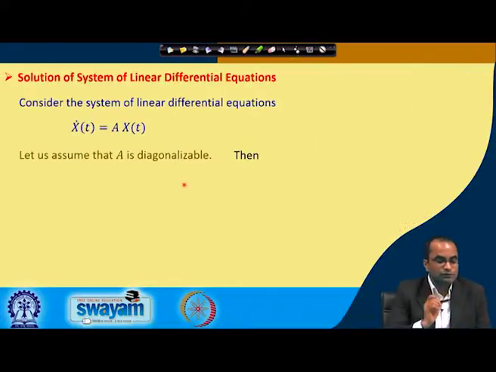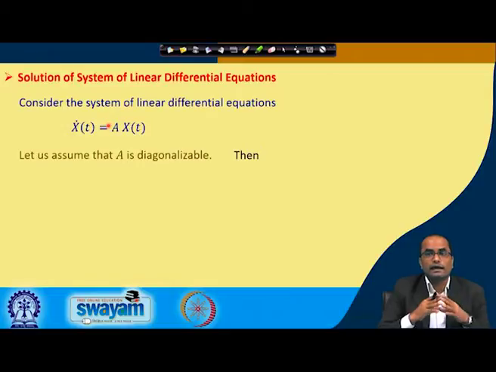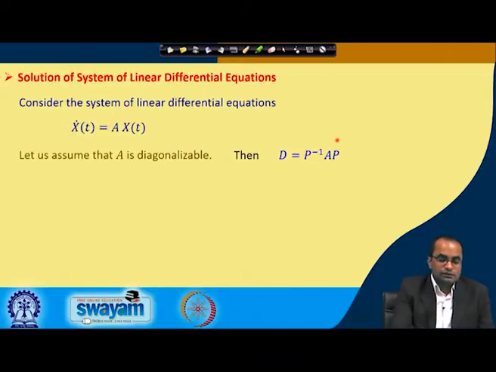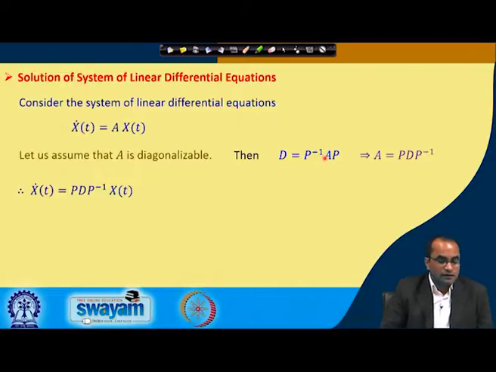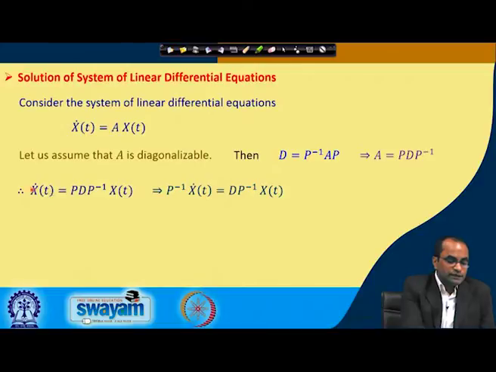What do we have to assume? We have to assume that this coefficient matrix A is diagonalizable. Once we know that, we have the relation D equals P inverse A P. The system, where the derivative of x is equal to A x, is now replaced by P D P inverse times x. We multiply this equation by P inverse, so we have P inverse times the vector of derivative terms, then D P inverse x.